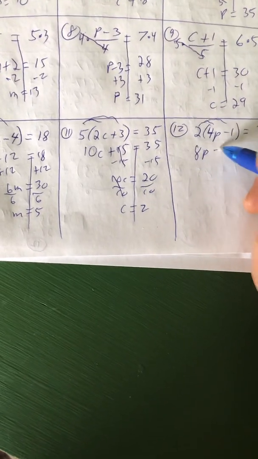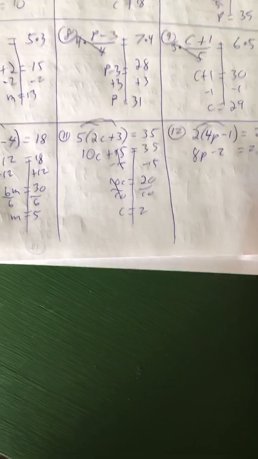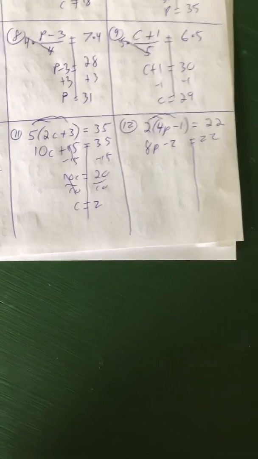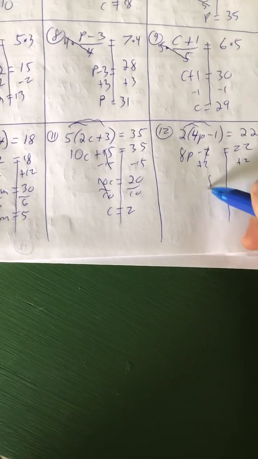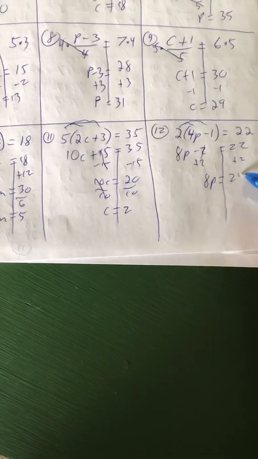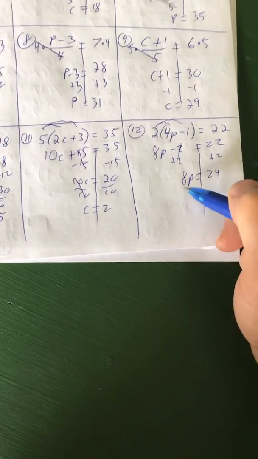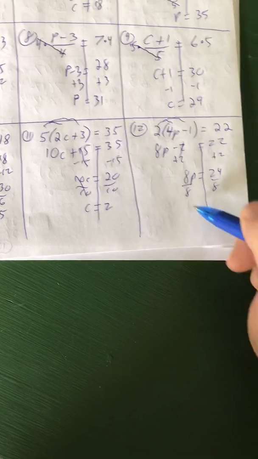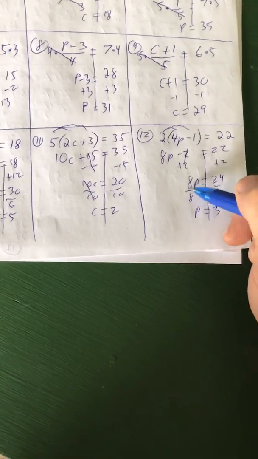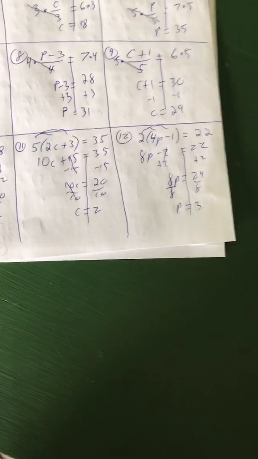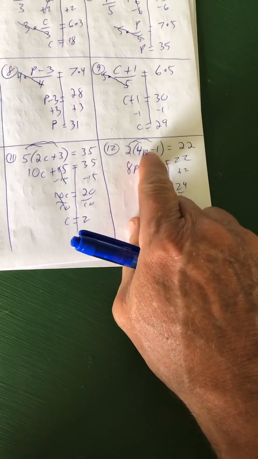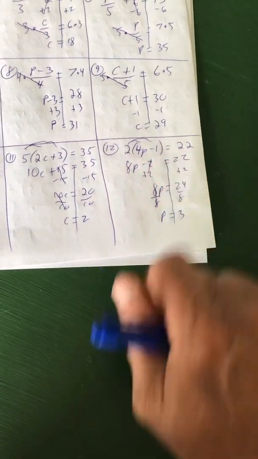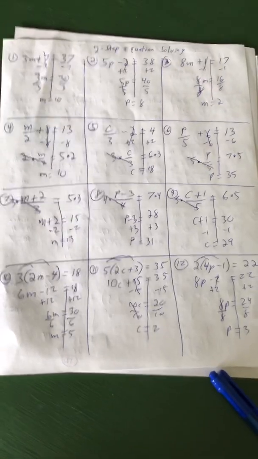So 8p minus 2 equals 22. And now I'm solving. Plus 2, plus 2. 8p equals 24. And then I'm going to divide both sides by 8. And p equals 3. 8's cancel. And I can check. 4 times 3 is 12. 12 minus 1 is 11. 2 times 11 is 22. So I'm right, and I know I'm right. Right? So great job.